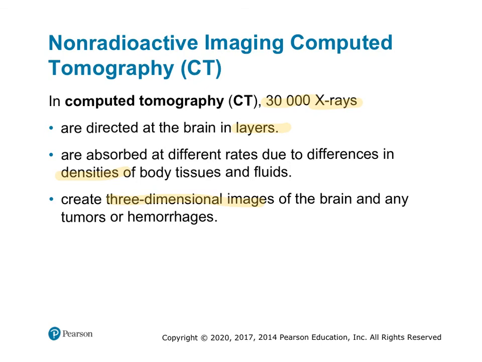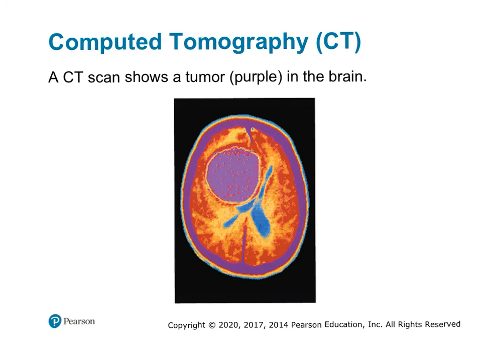The more dense something is, the more the X-ray doesn't get absorbed by it. Here is a CT scan of a brain showing a tumor right here. It's colored in purple, so it's a rather large tumor in the brain. That's the CT scan.